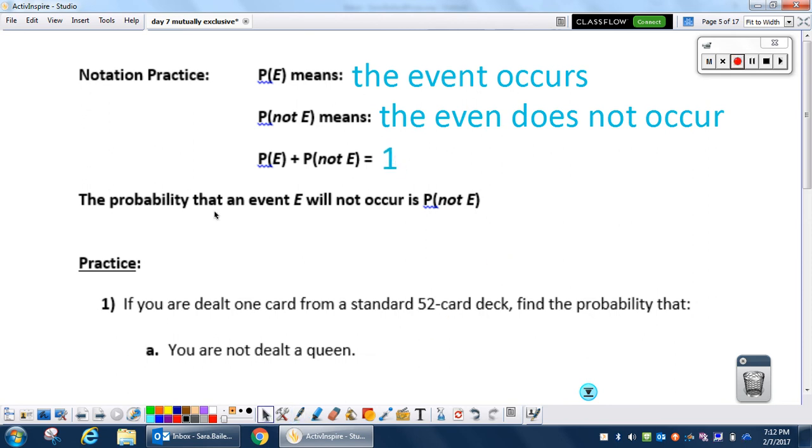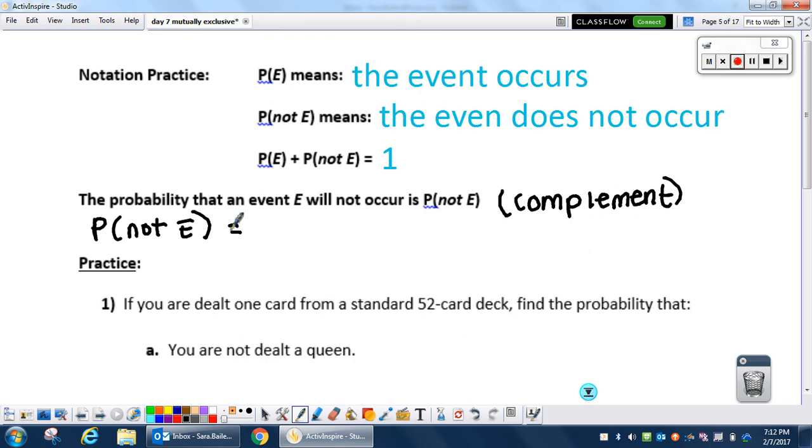Which means the probability of an event not occurring, so that would be the complement, so the probability of an event not occurring might be written like P not E would be 1, so the quantity of 1 minus the probability of the event occurring. Because, again, it can either occur or not occur.